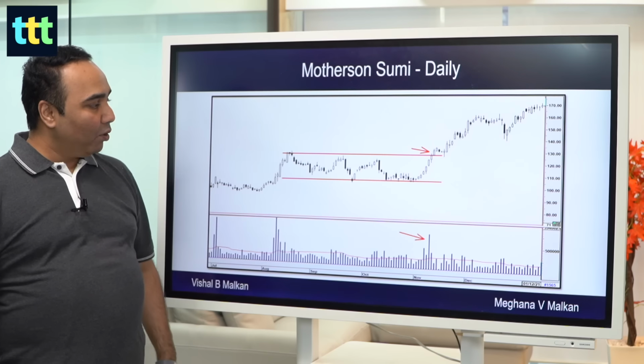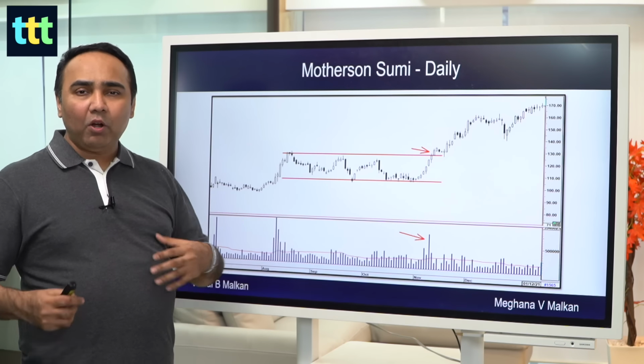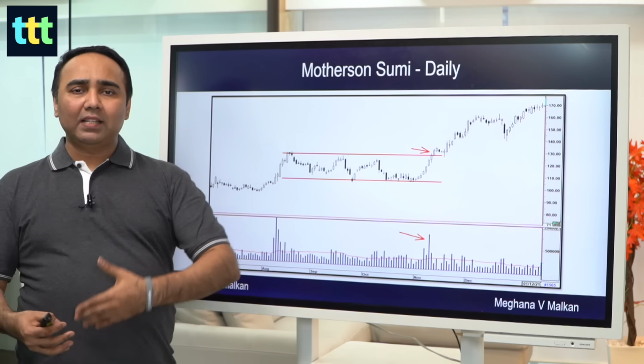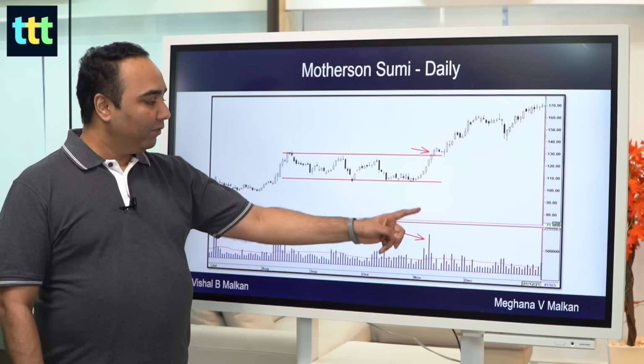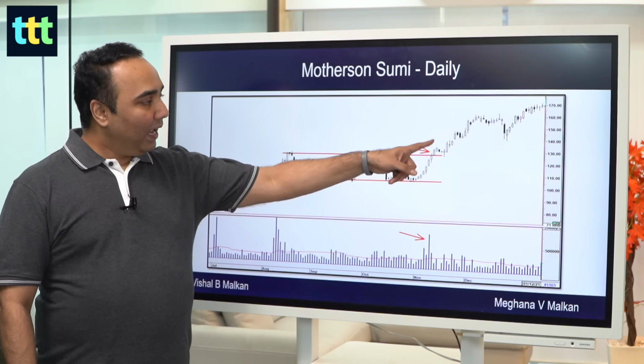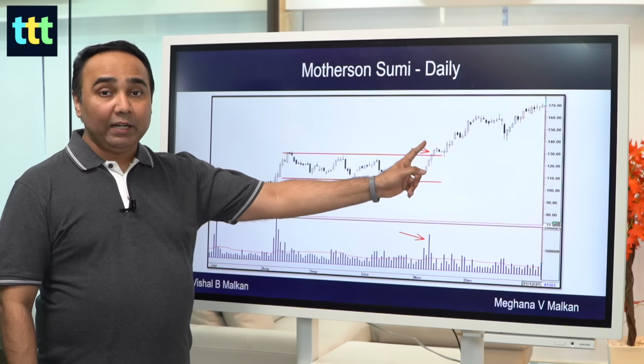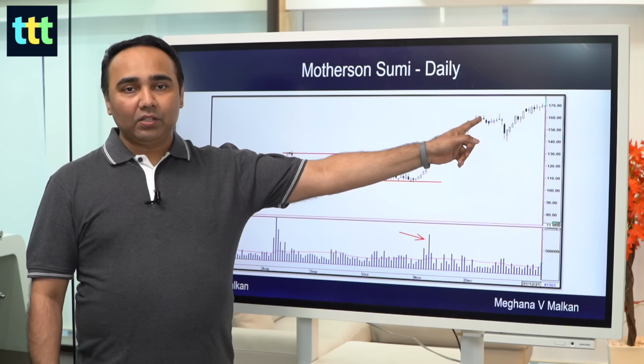So let's look at some more examples. The consolidation pattern is also called the rectangle pattern. Like a rectangle, 1, 2, 3, 4, 5, and then a breakout with high volume. And that's a nice little opportunity to build positions and take this trade up.